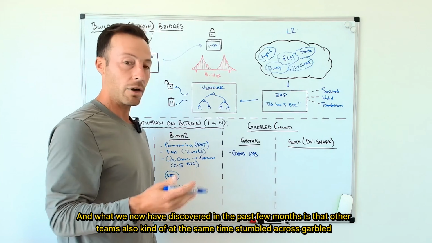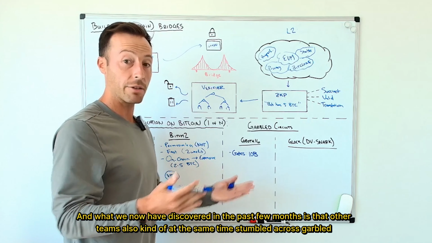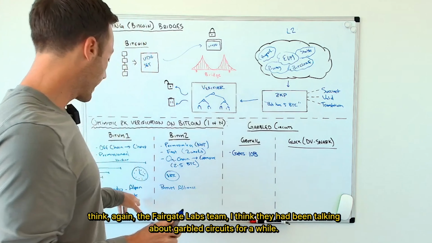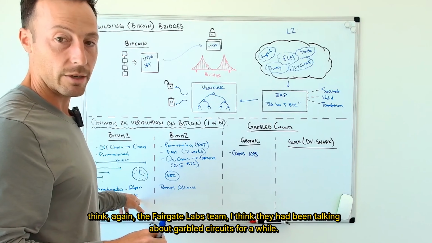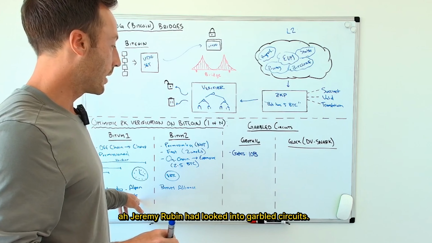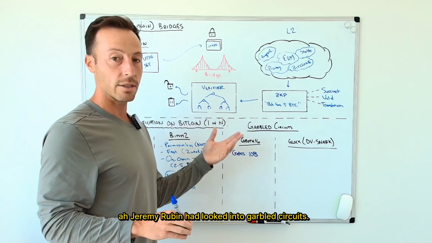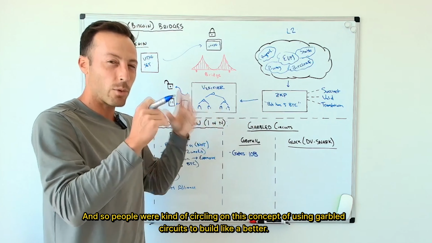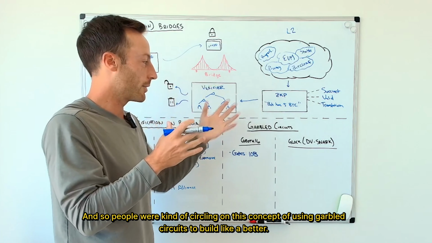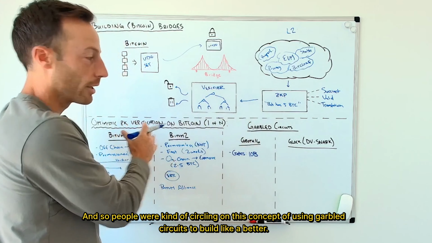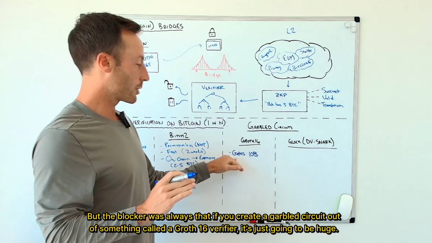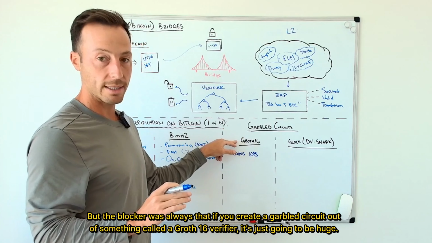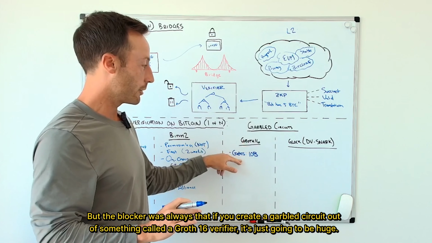And what we now have discovered in the past few months is that other teams also stumbled across Garbled Circuits at the same time. I think the Fairgate Labs team had been talking about Garbled Circuits for a while. Jeremy Rubin had looked into Garbled Circuits. He published a paper called Delbrag, which is garbled backwards. And so people were circling on this concept of using Garbled Circuits to build a better BitVM. But the blocker was always that if you create a garbled circuit out of something called a Groth16 verifier, it's just going to be huge.